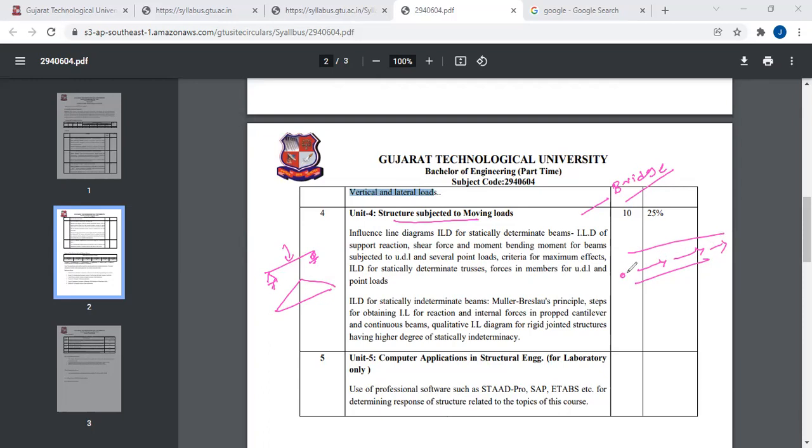Okay, if any vehicle load is moving, in that case it is not possible.